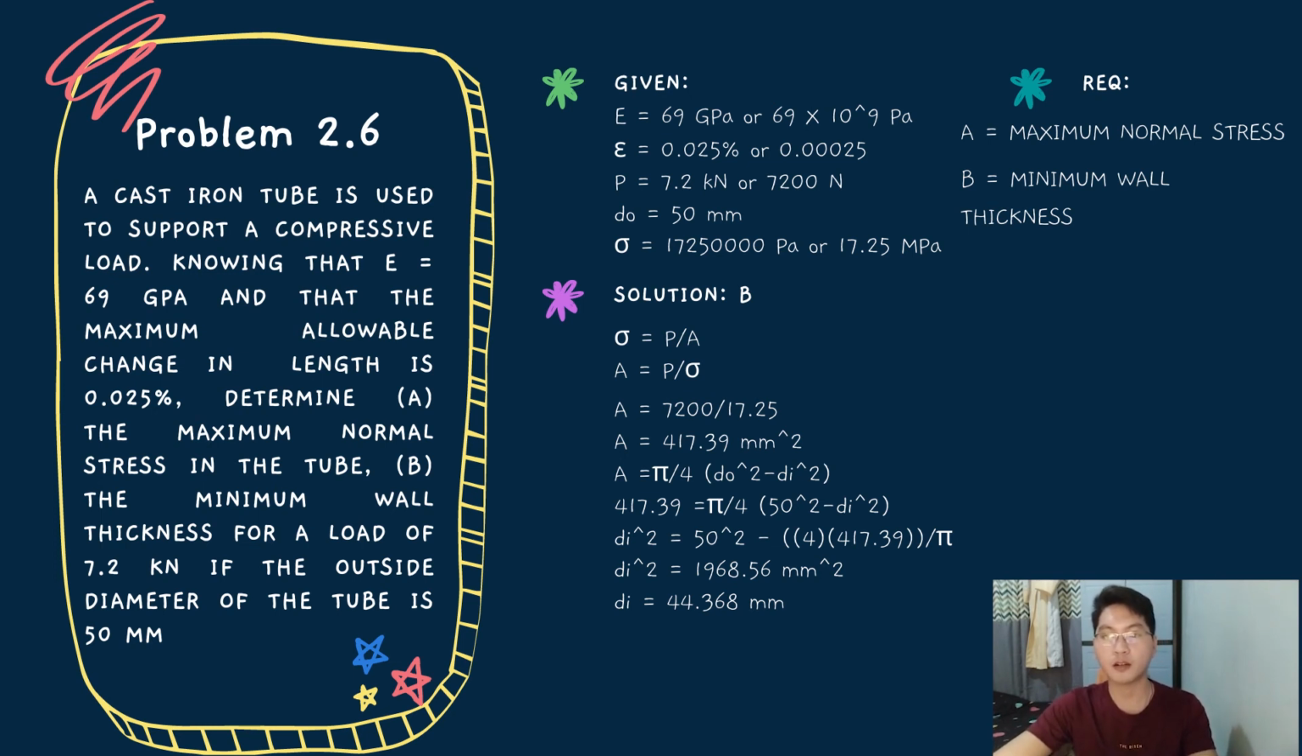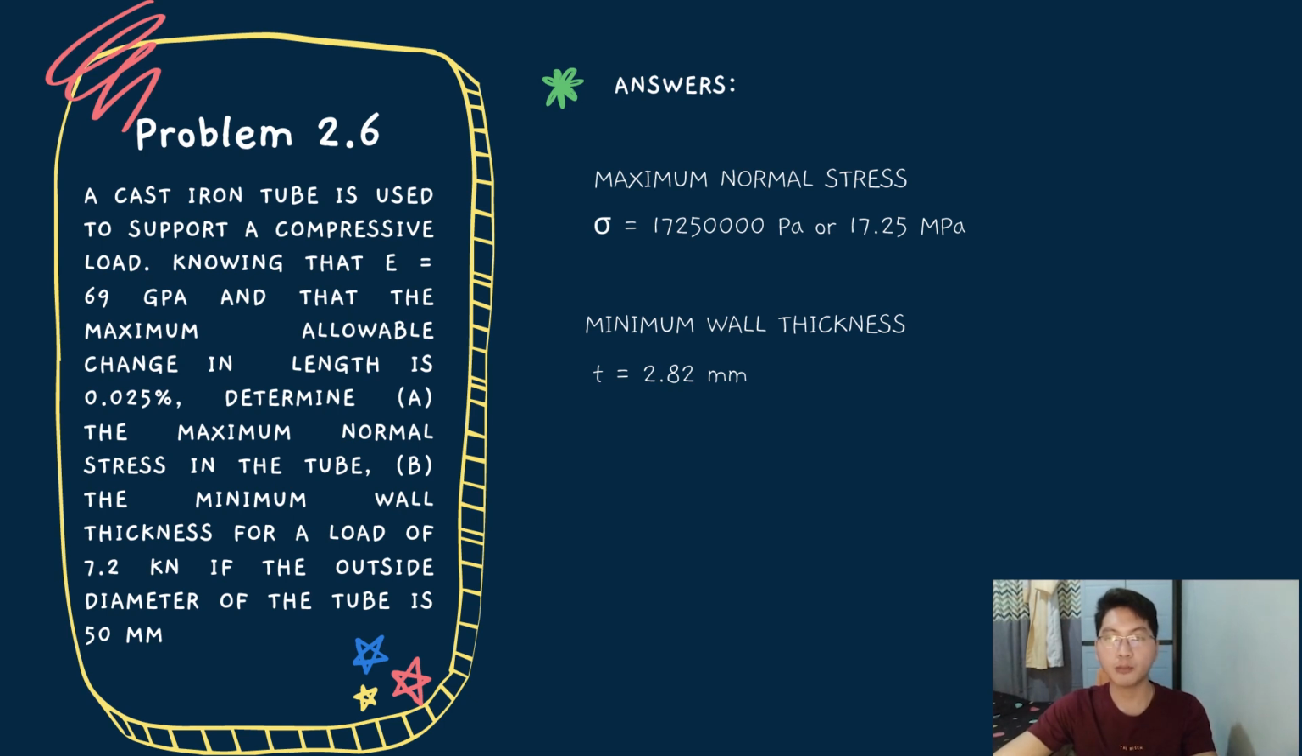So we already have the value of di. We can use the formula for the minimum wall thickness, which is equal to 1/2 times dO minus di. And then just substitute the given values. So we get t is equal to 1/2 times 50 minus 44.368, which is equal to 2.82 mm. So the value for the maximum normal stress is equal to 17.25 MPa, and the minimum wall thickness is equal to 2.82 mm.